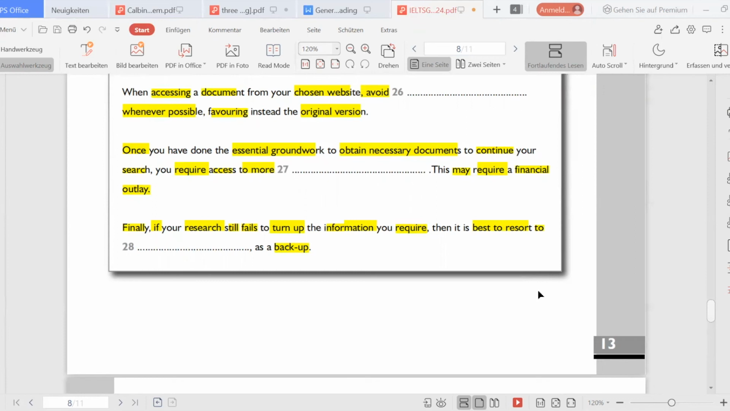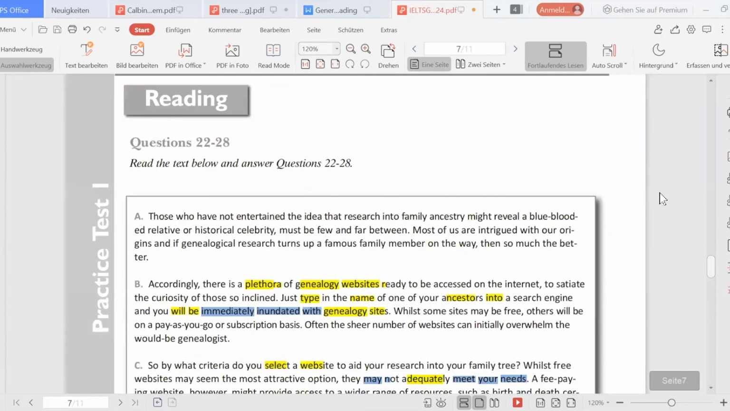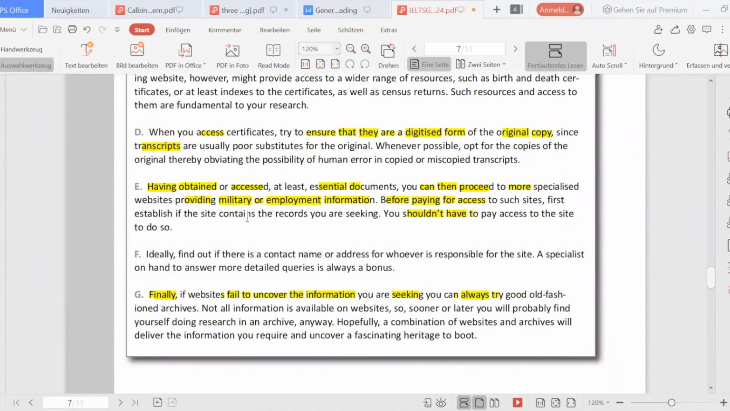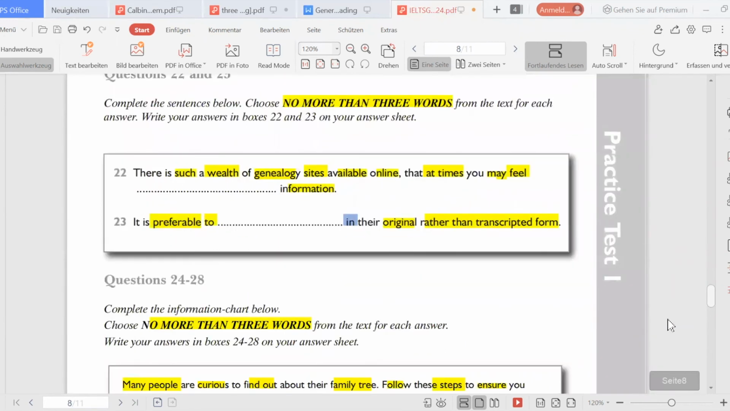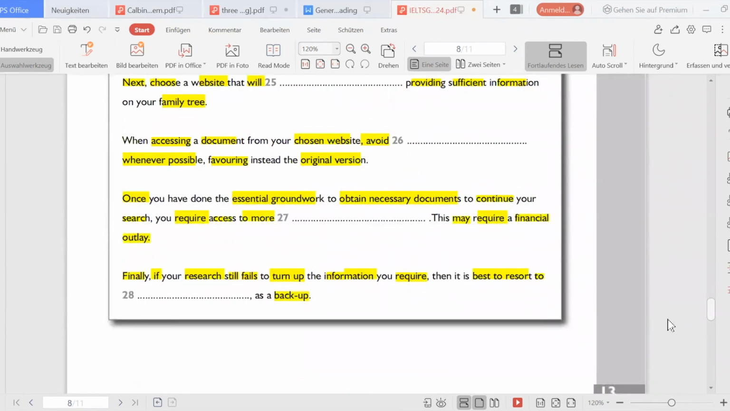So you go to the text, and then we look for where the final steps come, and that is actually quite easy to see because in G you've got the word finally. Okay, and then the keywords fail to uncover the information you're seeking, you can always try good old-fashioned archives. Always try means what? The keyword is resort to. It is best. Okay, and this best is synonymous to always.